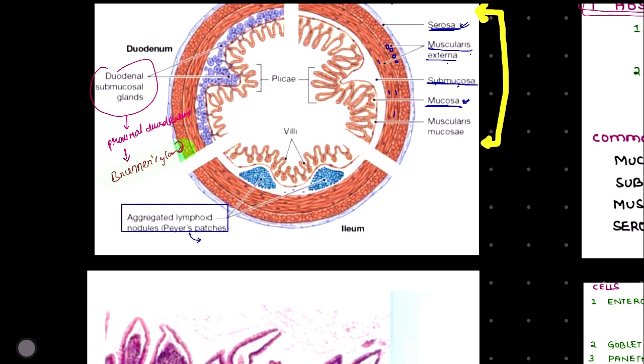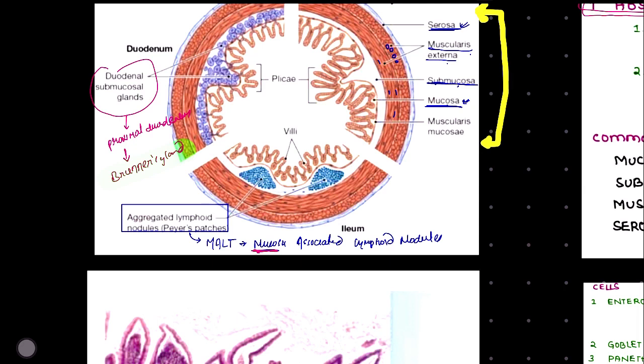Talking about these Peyer's patches, these are MALT, M-A-L-T. What is MALT? Mucosa-associated lymphoid tissue, meaning these lymphoid nodules are present near the mucosa. Peyer's patches are a gathering of lymphoid nodules. We'll talk about these in detail afterwards.